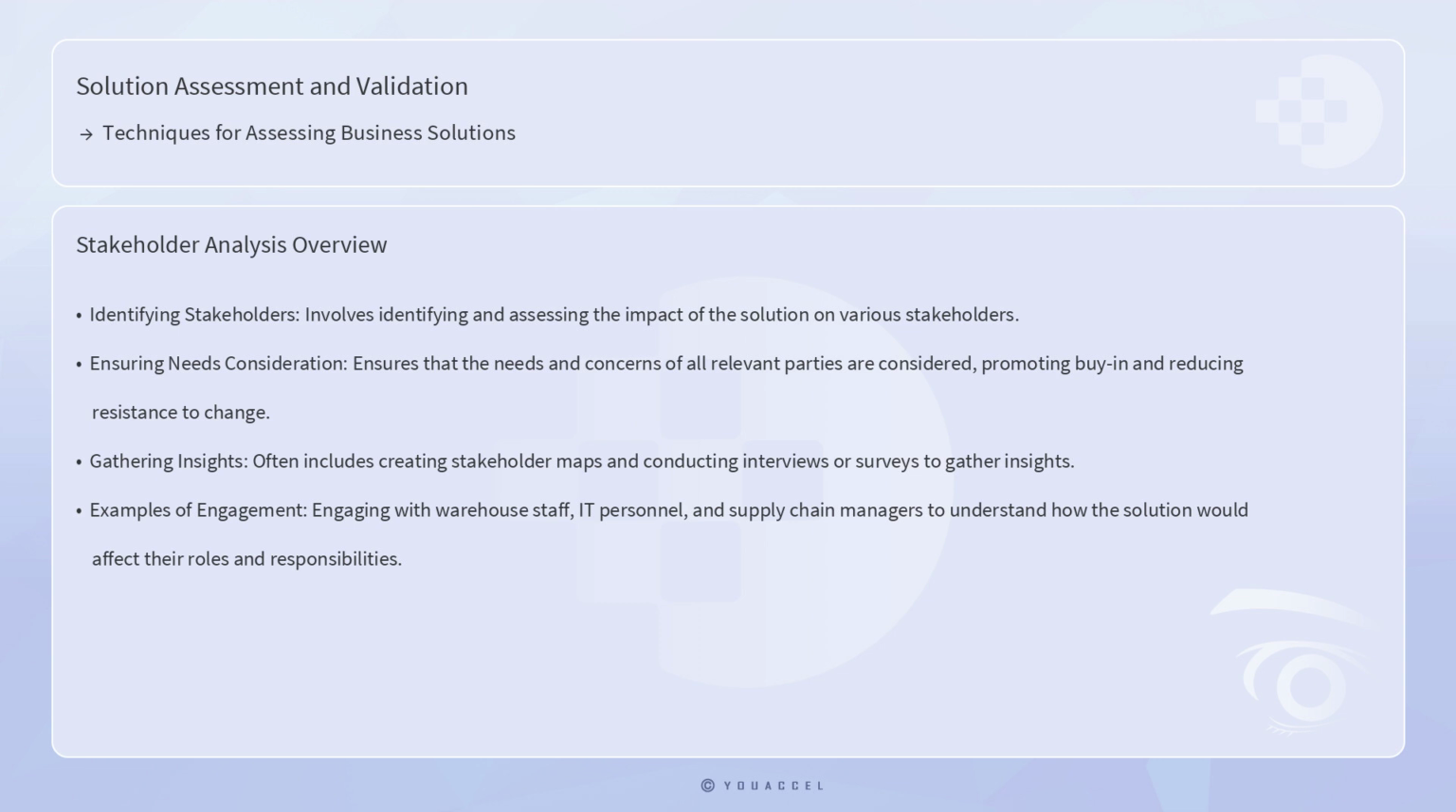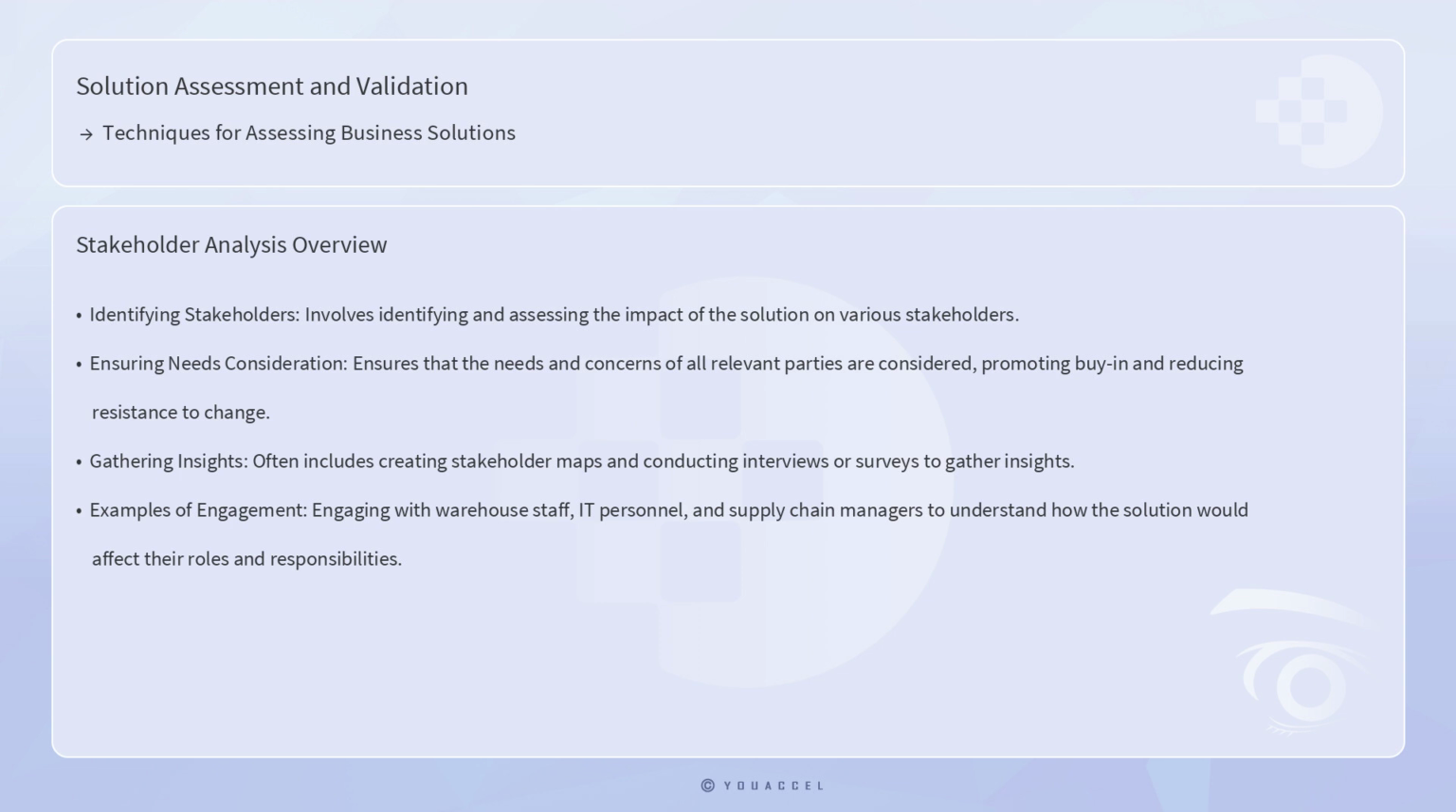Stakeholder analysis is another pivotal technique that involves identifying and assessing the impact of the solution on various stakeholders. This technique ensures that the needs and concerns of all relevant parties are considered, promoting buy-in and reducing resistance to change. Stakeholder analysis often includes creating stakeholder maps and conducting interviews or surveys to gather insights.